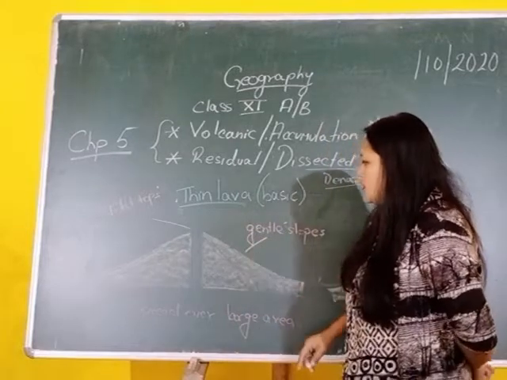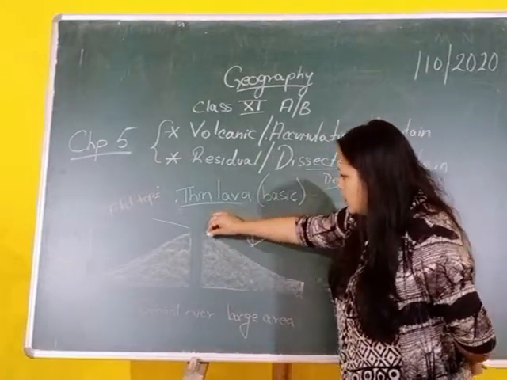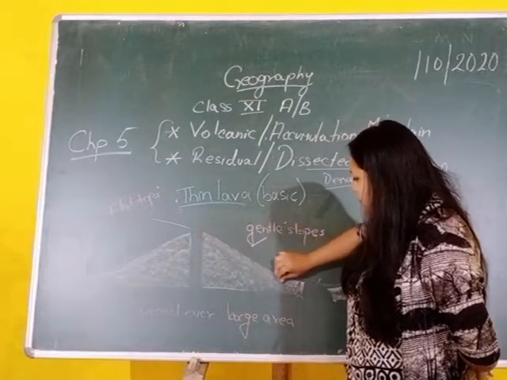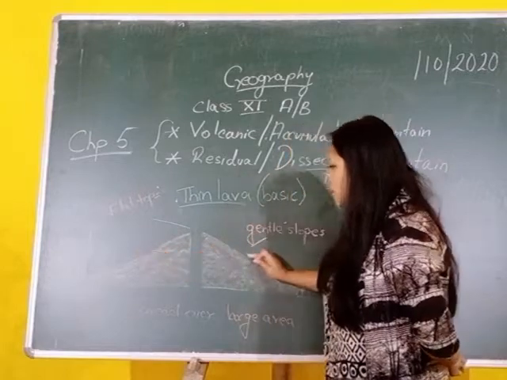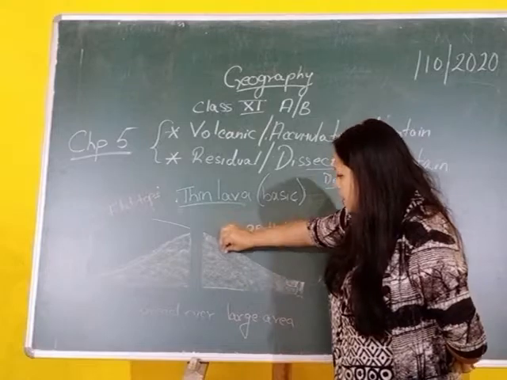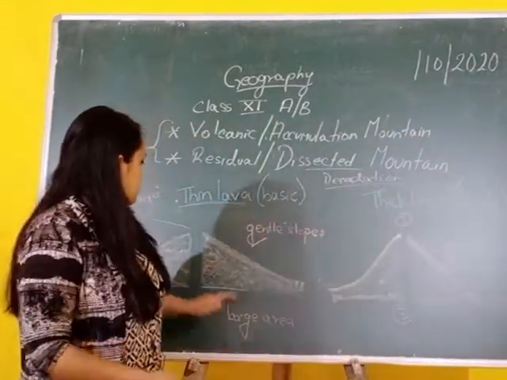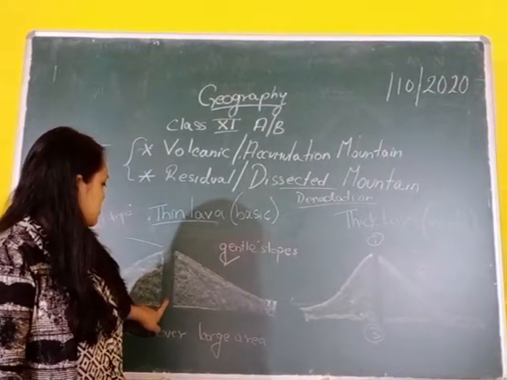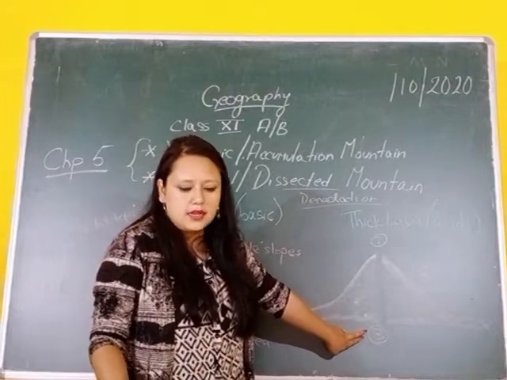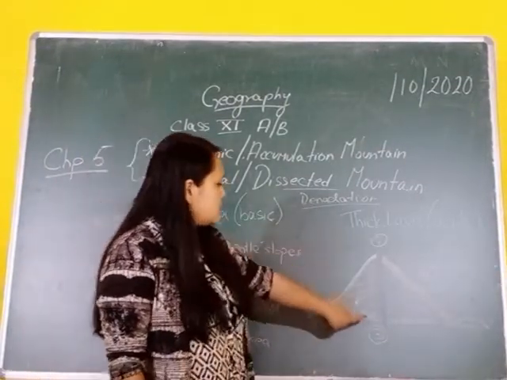The next point, for the same reason, is that because the lava is thin and quickly flows away, the slopes that are formed, the inclination on both sides, are gentle. It is not steep, it is extremely gentle. Now in comparison to this type of volcanic mountain, we are going to do the second type. There are two types.